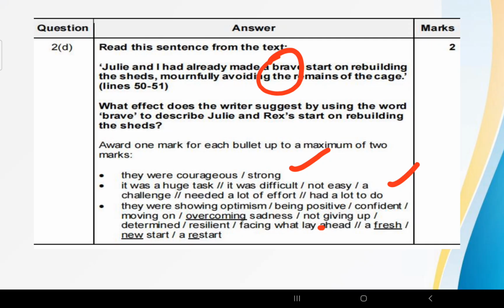Okay, so if right now you feel, what is this about, I haven't read the text, so you haven't read the text. Once you have read that, you will be clear about all these things. So the word brave is conveying their courage. It is telling us that it is a huge task, and the next thing is that they are trying to be positive, or they are trying to restart. So these are the things.